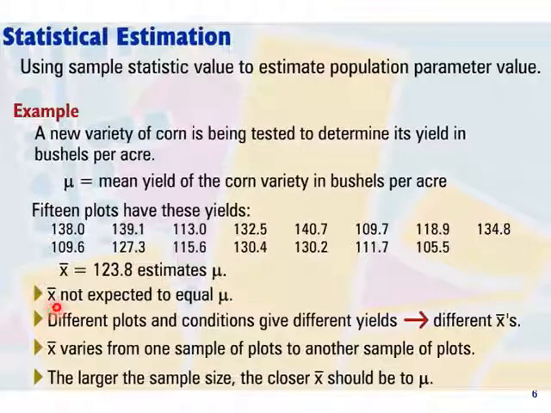Now, x bar, that is the sample mean, is not expected to equal mu. Different plots and conditions give different yields, that is, different x bars. And x bar varies from one sample of plots to another sample of plots. And the larger the sample size, the closer x bar should be to mu.